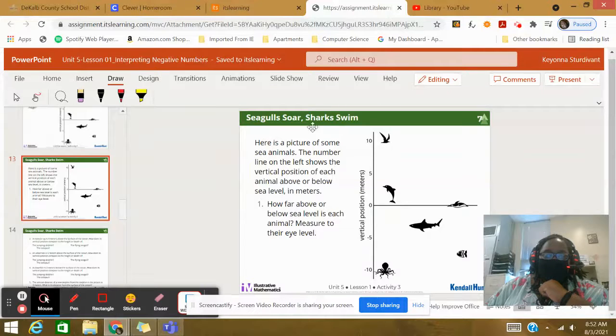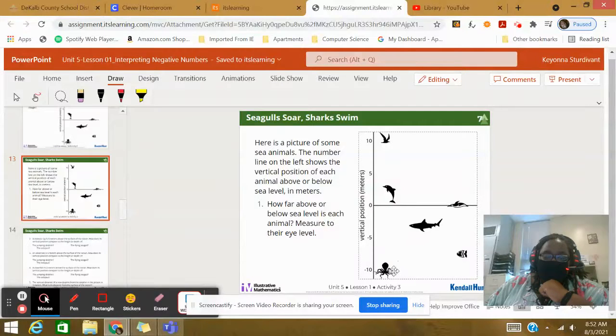So now it's the same diagram, but it's asking you a different question. So here's a picture that shows sea animals. The number line on the left shows the vertical position of each animal above or below sea level in meters. How far above or below sea level is each of these animals? Measure to your eye level. So you're going to look at each of the individual animals compared to the number line on the left, and you're just going to guesstimate what the distance is. And I would just go ahead and write it in each on the actual diagram.